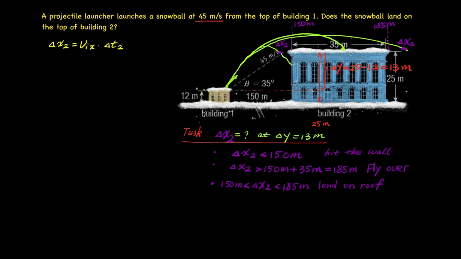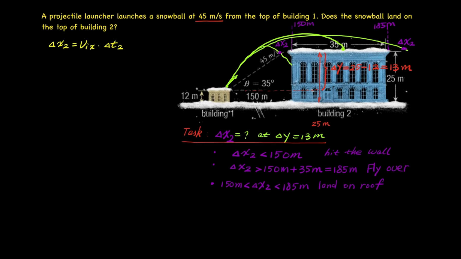We are given the initial total velocity, Vi, which is 45 meters per second, and then we can use a little bit of trigonometry to find Vix. So the piece of the puzzle we are missing right now is delta t2, which is the time the snowball is in the air until it hits the roof on its way down. To find that time, we have to resort to vertical motion.